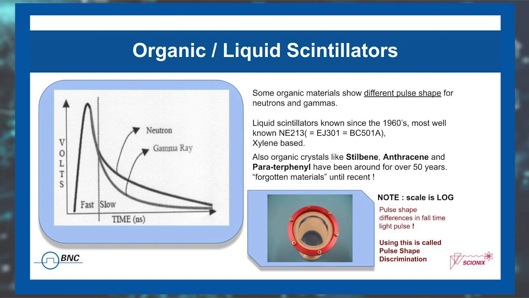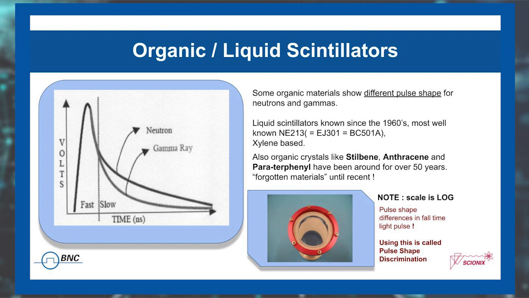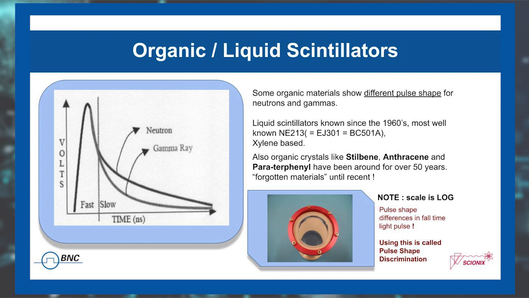A liquid cell actually looks very simple. It is a piece of metal where the liquid is enclosed with a window. And looking in this way at pulses from neutrons and gammas in scintillators is called pulse shape discrimination.